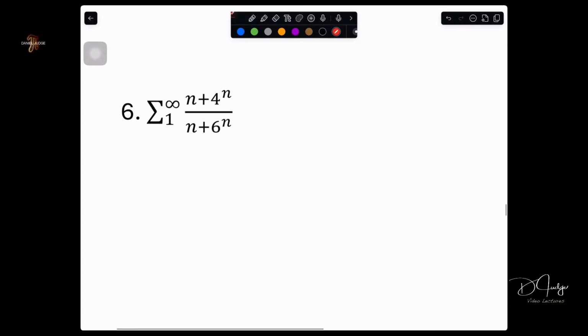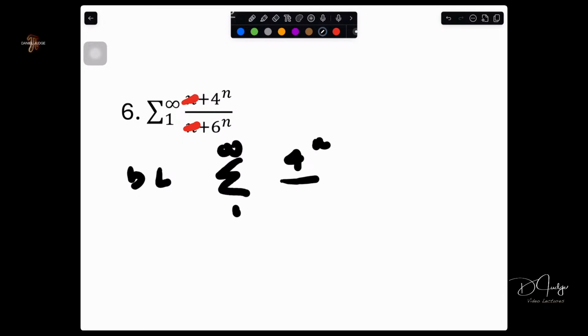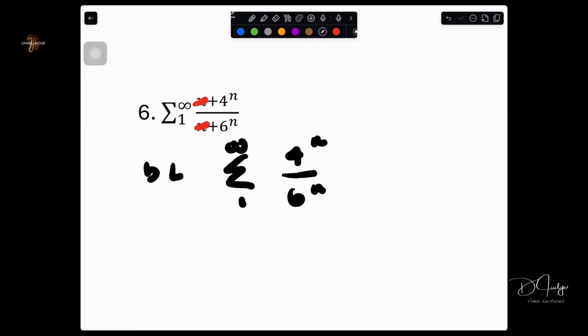Number 6. We're going to remove the non-dominating terms from both the numerator and the denominator here. 4 to the n and 6 to the n really dominate this series more than just the variable n. So this series behaves like a series from 1 to infinity, 4 to the n over 6 to the n.